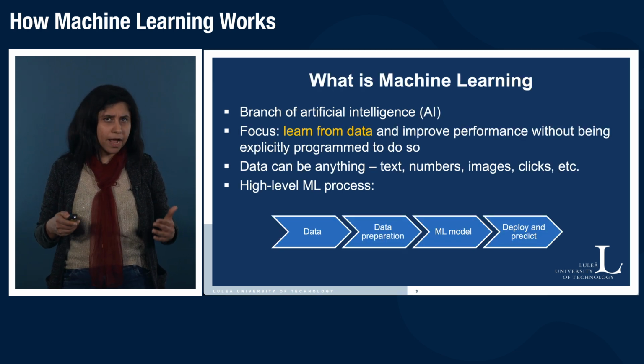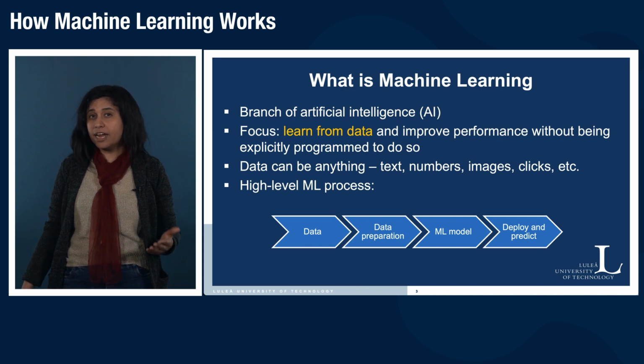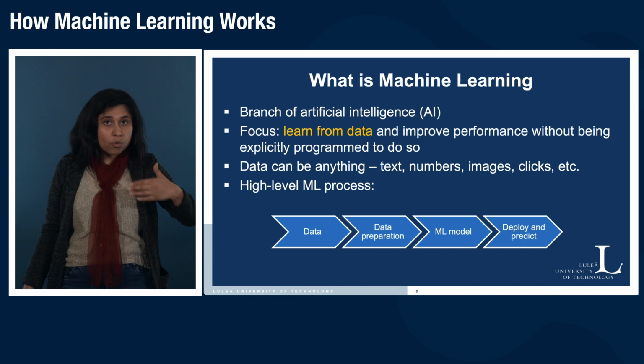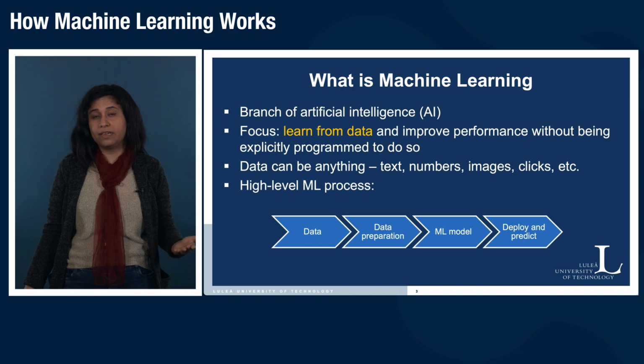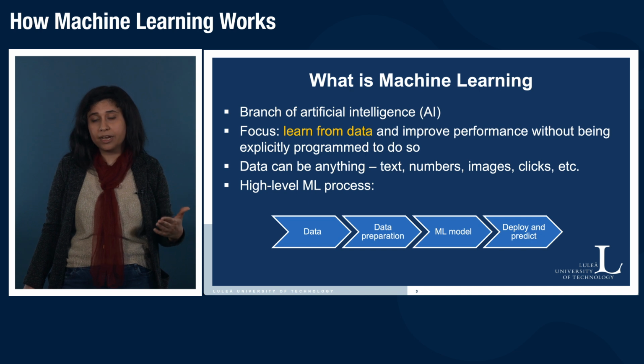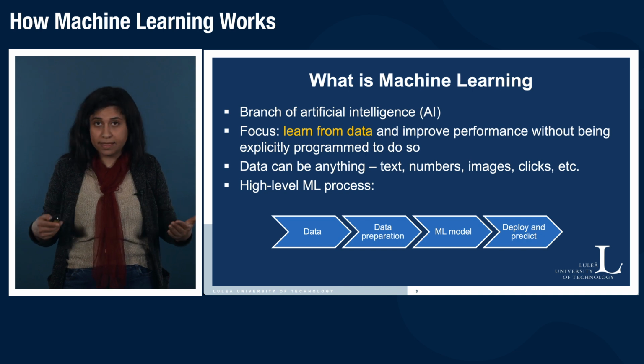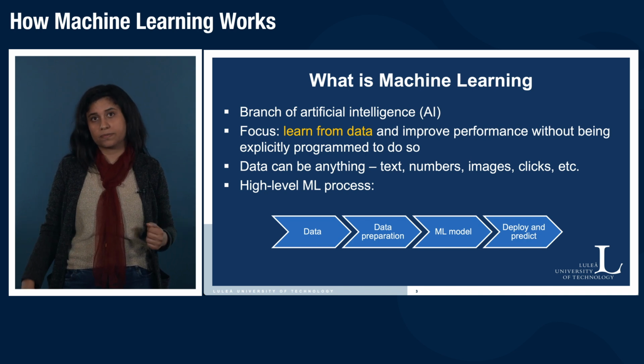Machine learning is a branch of artificial intelligence that focuses on building applications that learn from data and improve their accuracy over time without being programmed to do so. So machine learning learns from previous experience, previous knowledge, which is data. And the data here includes different things: words, numbers, images, clicks, anything that can be digitally stored.